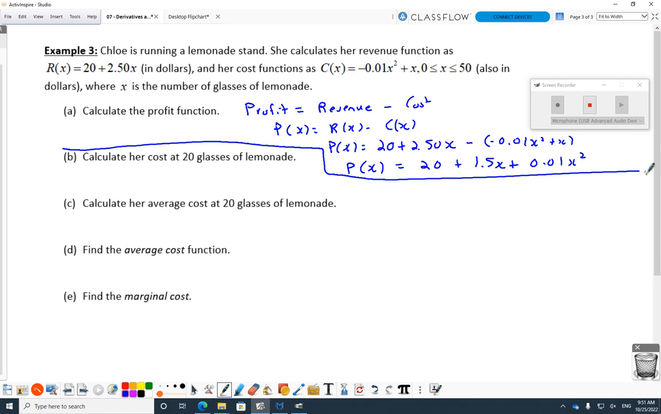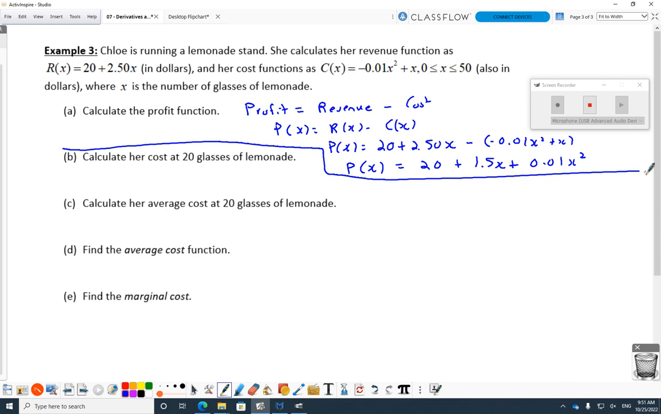Any questions on profit functions? Now, if I want to know the profit if she sells 40 glasses, I just sub in 40. If I want to know the profit at 20 glasses, I just sub in 20. If she wants to know when she's going to make $100 for a new Lego set, I put 100 over here and solve the equation. See, I can do all sorts of things with that equation once I have it.